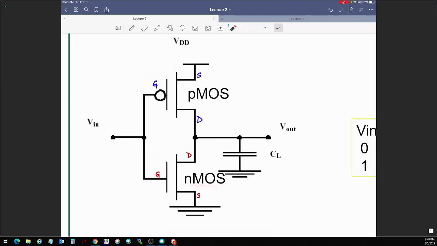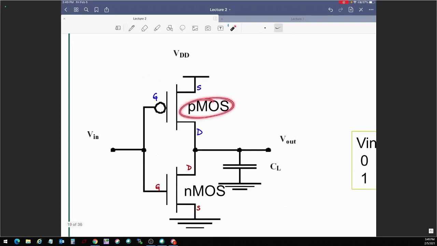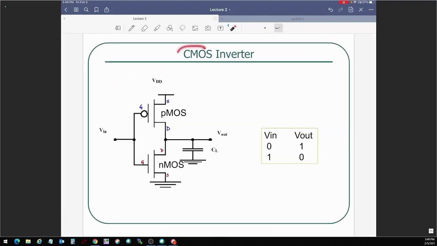Because it's nMOS, in order for it to function, source and substrate are connected to ground. And for the pMOS transistor to work, you need the source and substrate connected to a high voltage, VDD. Now what we are doing here is trying to build a complementary MOS inverter, and right away you see that it is complementary because of the presence of pMOS and nMOS transistors. Right? Complementary.